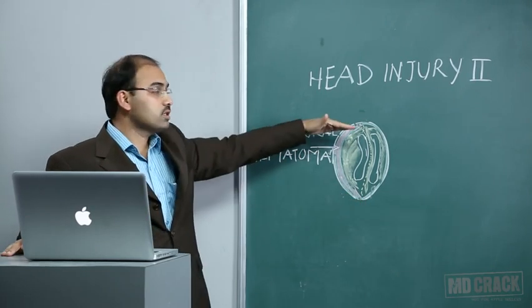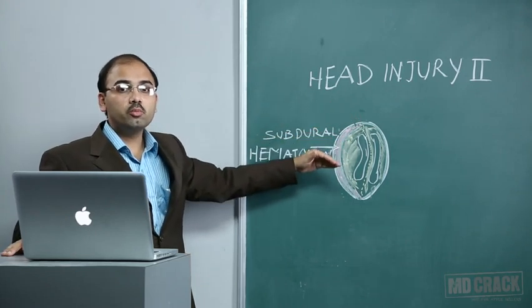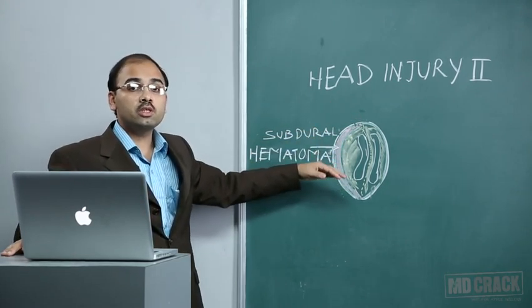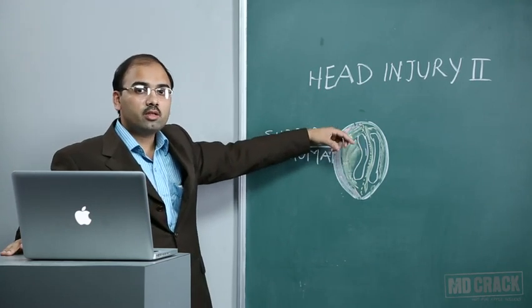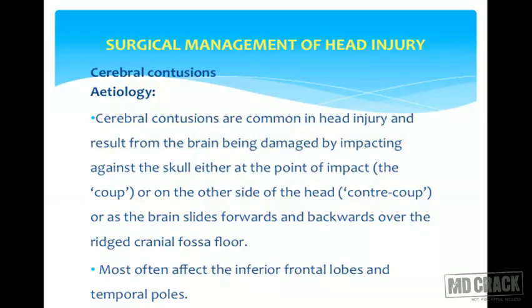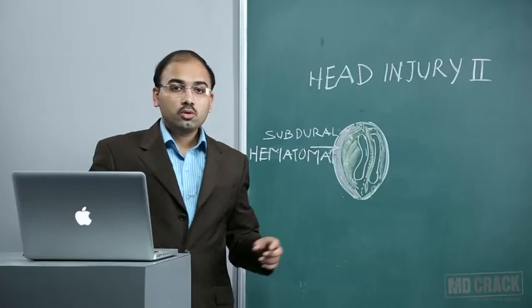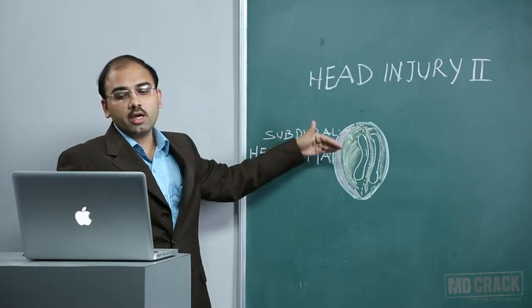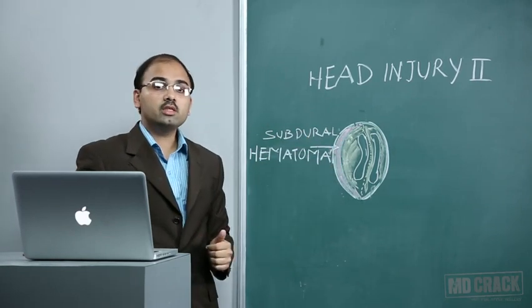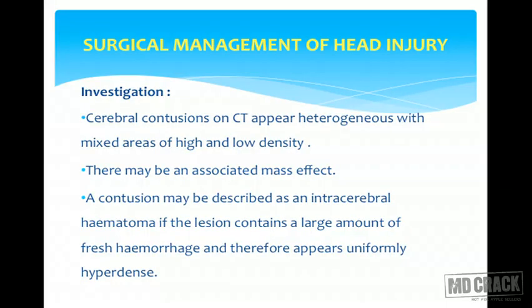So this is against the hard object, but many times you may get counter coup or coup injuries inside the brain parenchyma itself where there are fixed bony ridges. So most often they will affect the inferior frontal lobes and temporal lobes. So this is the most important point. So frontal lobes and temporal lobes are affected most often in cerebral contusions. What are the investigations? Cerebral contusions on CT scan appear as heterogeneous with mixed areas of high and low density. There may be associated mass effect. So whenever there is cerebral contusion, it will cause edema around it.